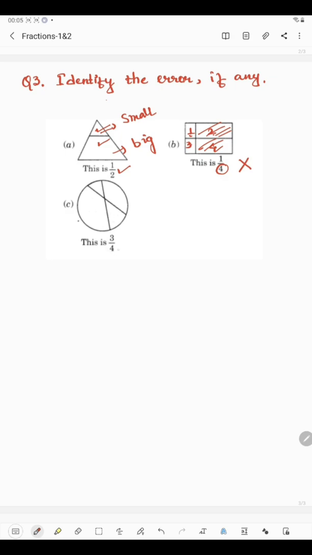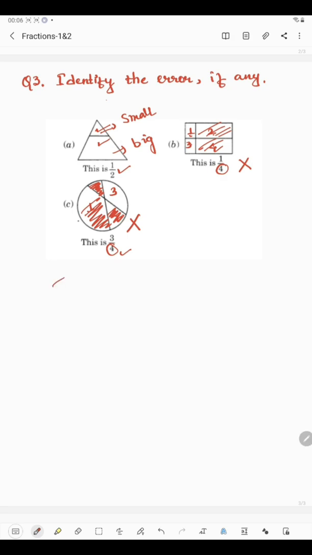Now coming to next. Here we have 3 by 4. So 4 is there in the denominator. Now if you count the number of parts, we have 4. So yes, it is true. But here it is showing 3 by 4, and we can see that this part is smaller than this part. Again, this part is smaller than this. So all parts are different. It is not divided equally. So we cannot say that the fraction represents 3 by 4 since it is not divided equally. So this is also wrong.